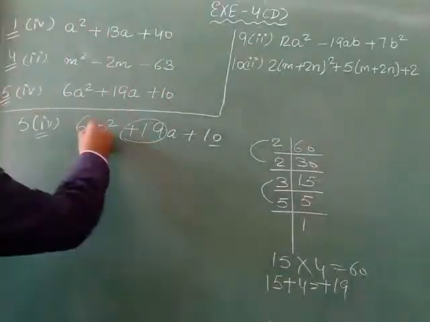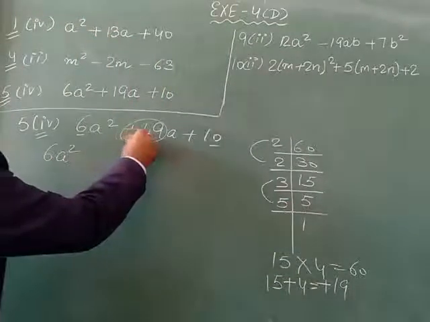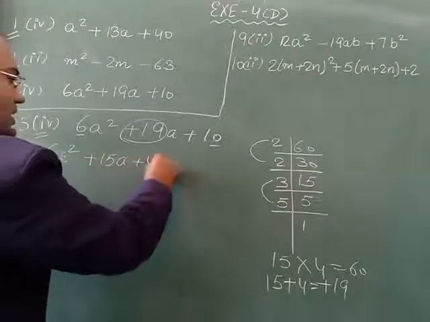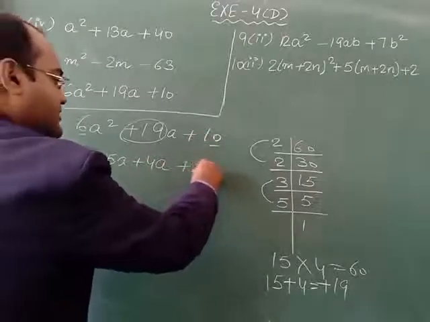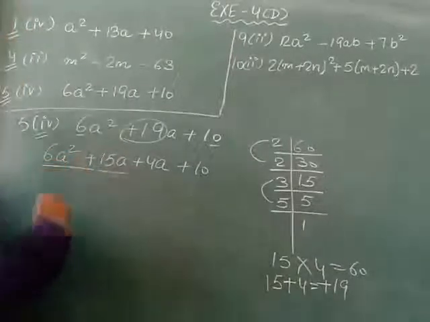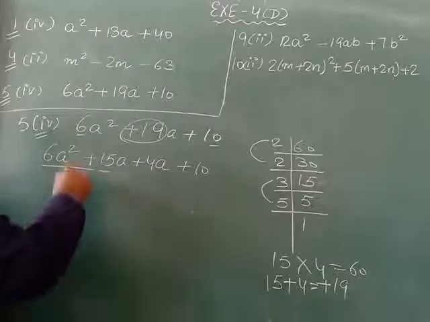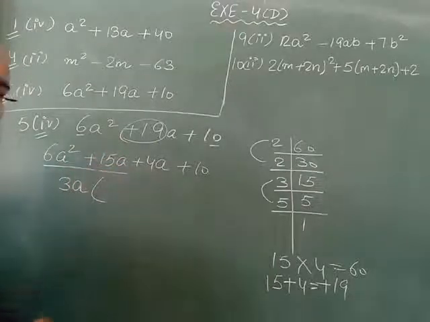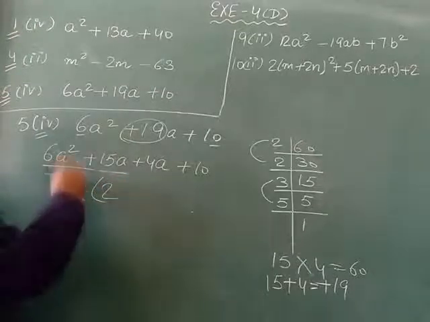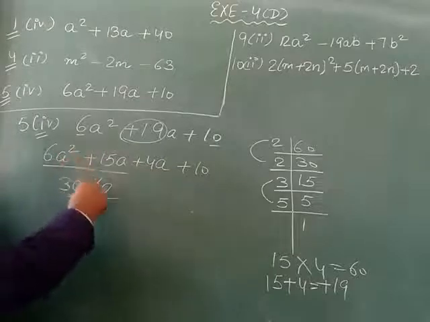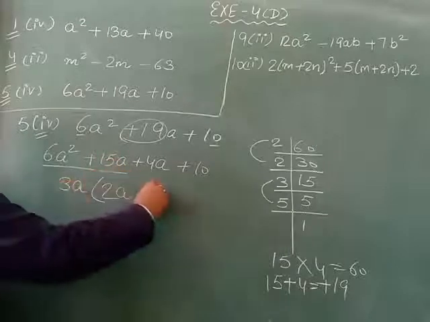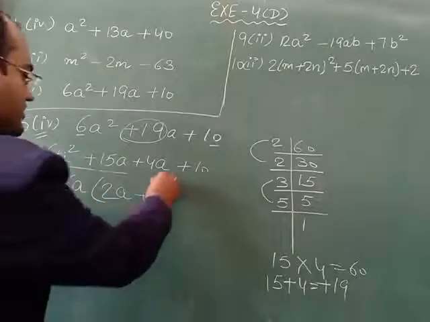So what will we do? 6a square we will write as it is. In place of plus 19a, we will take plus 15a plus 4a. Plus 10 we will write as it is. Now from the first two terms we have to take common. 6 and 15 both come in the table of 3. A square and a, common is a. Now 3 2s are 6, so 2 is the remaining part. Out of a square we have taken a common, so a is remaining. Plus, plus, plus, 3 5s are 15. A we had already taken common, so this bracket will get closed.